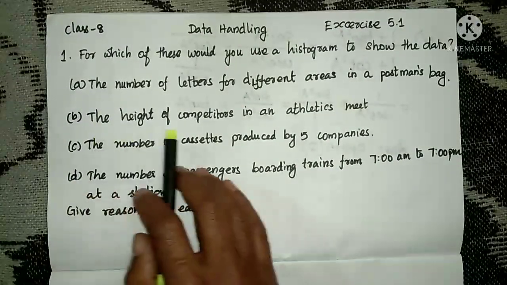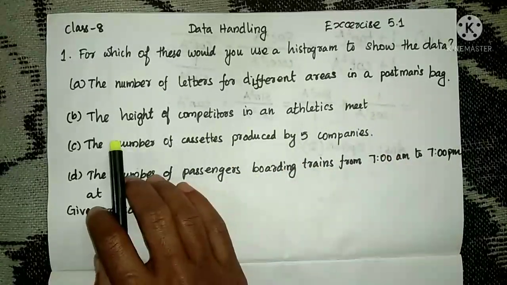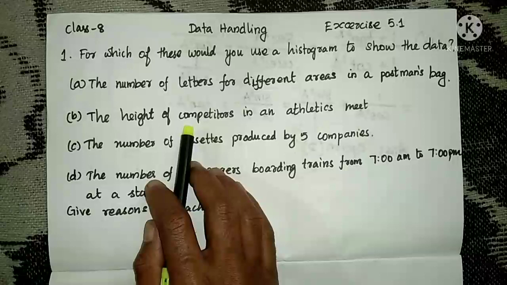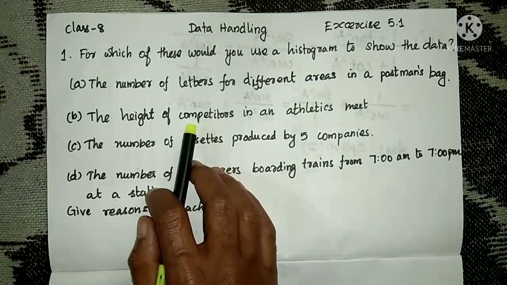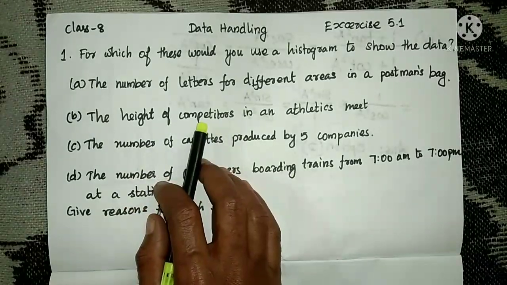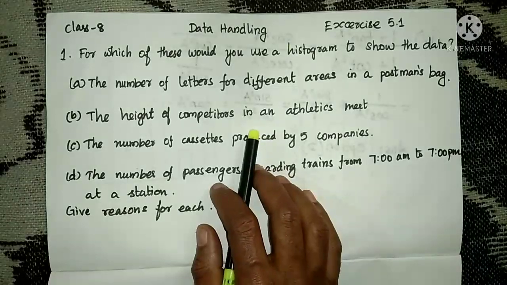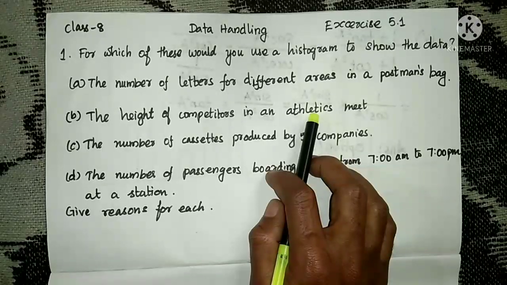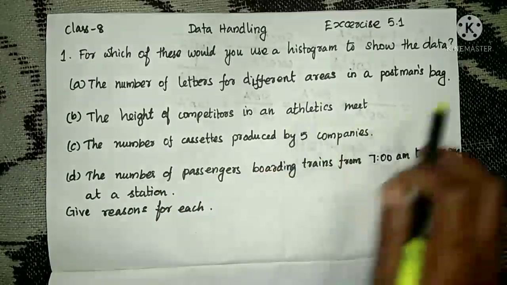Second statement, the height of competitors in an athletic meet. So height of competitors that we can represent in numerical value. Height നമുക്ക് കൊടുക്കാൻ പറ്റും 5.7 feet, 6 feet, 5.3 feet. അങ്ങനെ നമുക്ക് ഹൈറ്റ് റെപ്രസെൻറ്റ് ന്യൂമറിക്കൽ വാല്യൂയിൽ കൊടുക്കാൻ പറ്റും. സോ കുറേ അത്ലറ്റ്സ് ഉണ്ടാവും അത്ലറ്റിക് മീറ്റിൽ. സോ നമ്പർ ഓഫ് അത്ലറ്റ്സ്, ഹൈറ്റ് നമുക്ക് ന്യൂമറിക്കൽ വാല്യൂയിൽ കൊടുക്കാൻ പറ്റും. നമ്പർ ഓഫ് അത്ലറ്റ്സും ഇവിടെ ന്യൂമറിക്കൽ വാല്യൂയിൽ കൊടുക്കാൻ പറ്റും.